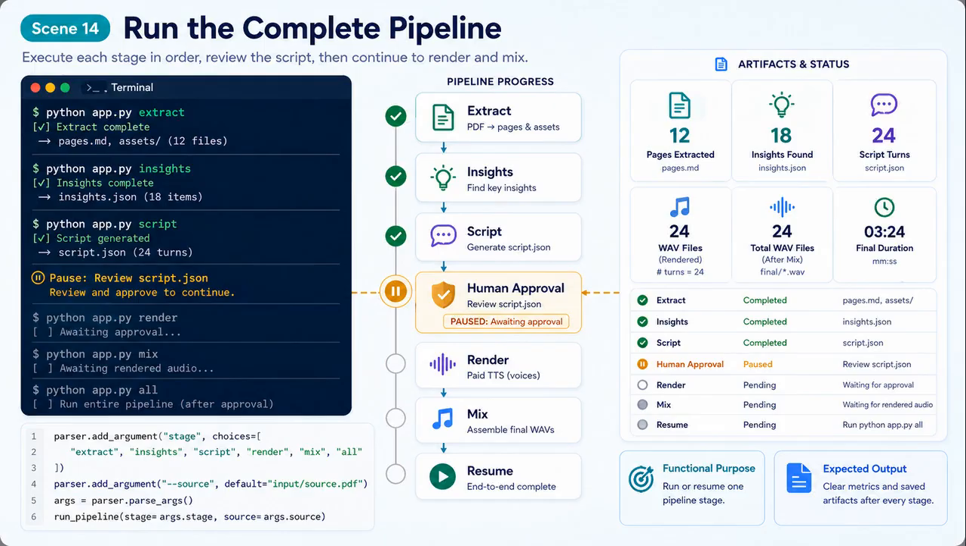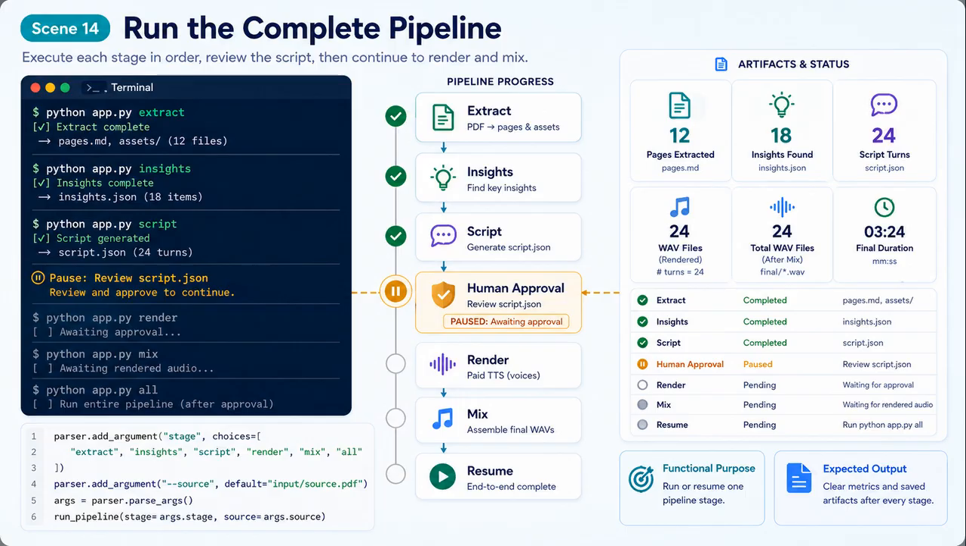The command line interface exposes separate stages: extract, insights, script, render, and mix. Running all executes them in order, but individual commands are better while developing. The first run stops after script generation so you can review and approve the dialogue. After approval, the render and mix stages create audio without repeating document analysis.